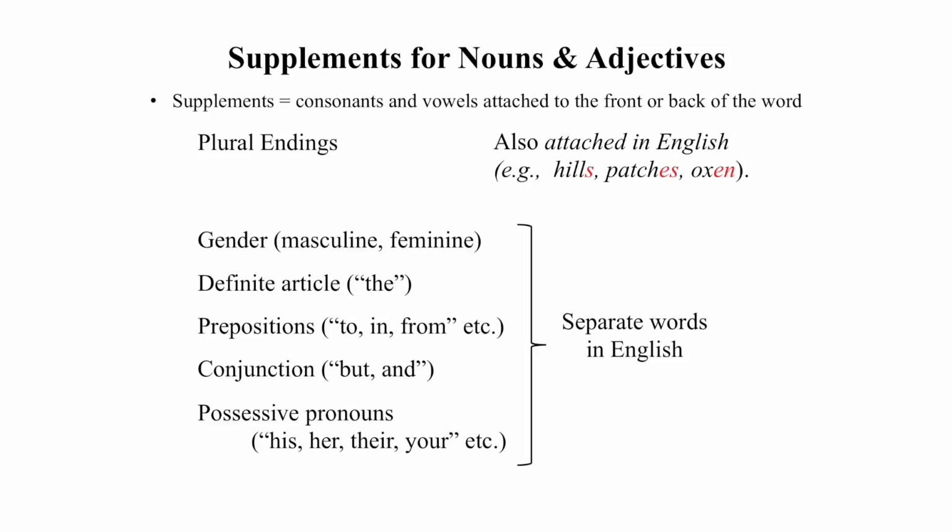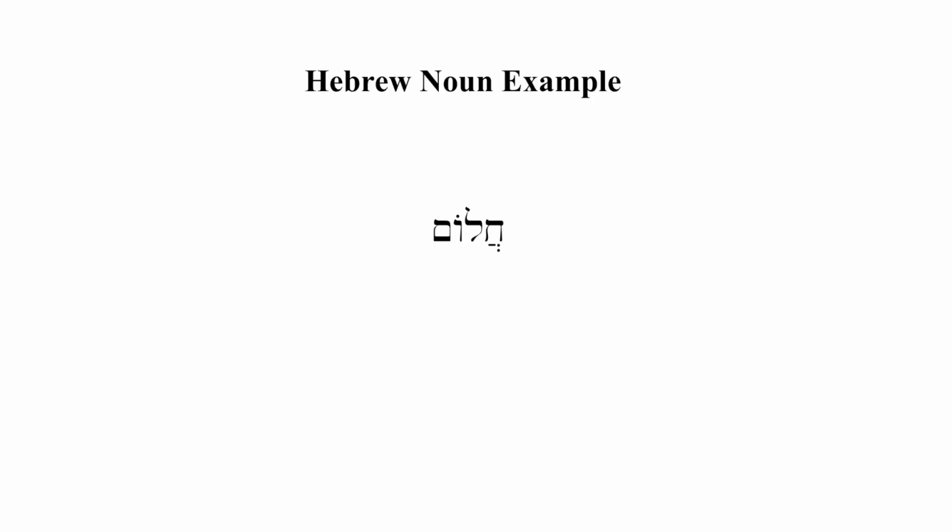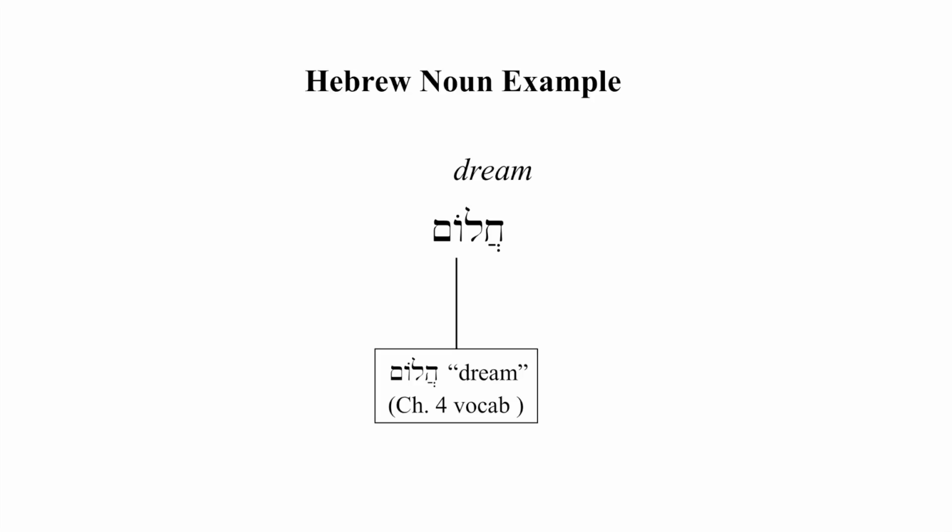So, for example, let's take the very simple word halom, dream. We're going to read about how Joseph has these dreams about his brothers. Halom is what the word means all by itself. This is one of your vocabulary words in chapter 4.